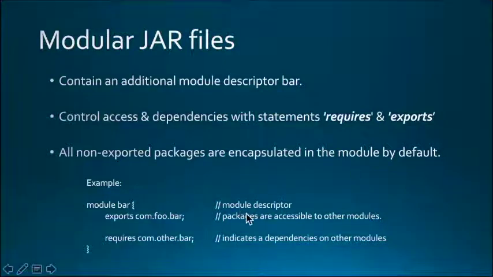So for example, we have module bar. So here's our module description. If we want to export any of our internal packages, say, for example, I have com.foo.bar and com.foo.util, only bar is going to be accessible by any other modules that include my module within their projects. However, oh, wait, foo.bar actually needs other bar before it can actually run. So you have to require com.other.bar, which pulls in the dependencies from another module.